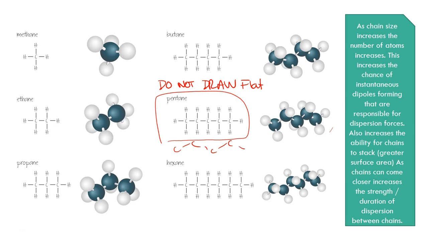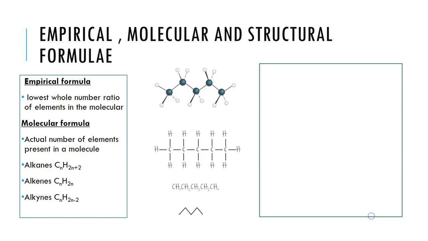Okay, so as the chain size increases, number of atoms increases, which increases our chance of instantaneous dipoles. Hopefully you remember that from covalent bonding. So therefore, these are all non-polar molecules, the alkanes, and as they get larger, the strength of our dispersion forces gets larger, so our boiling point increases.